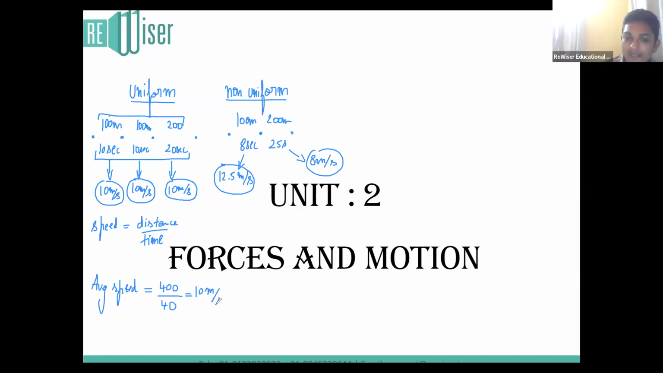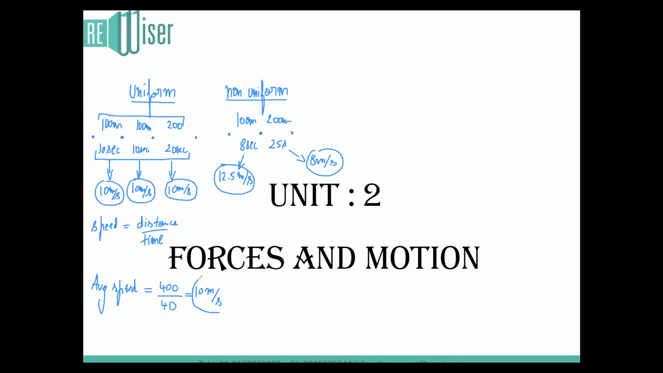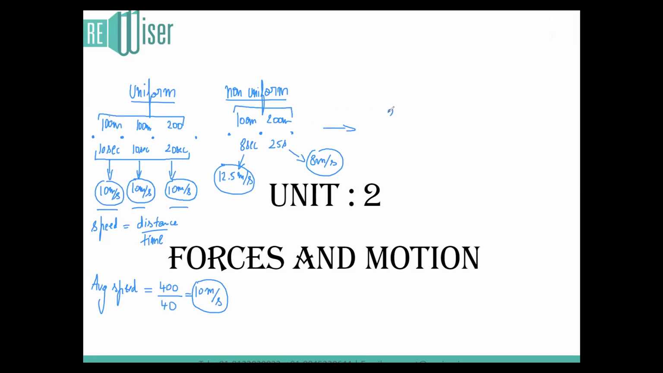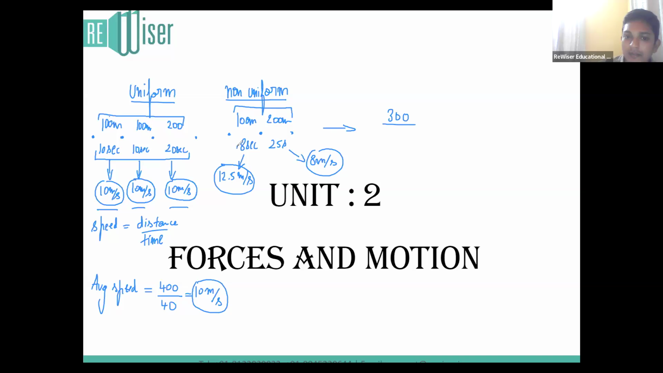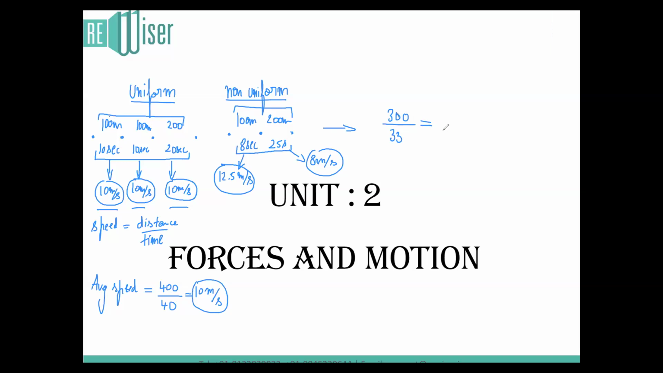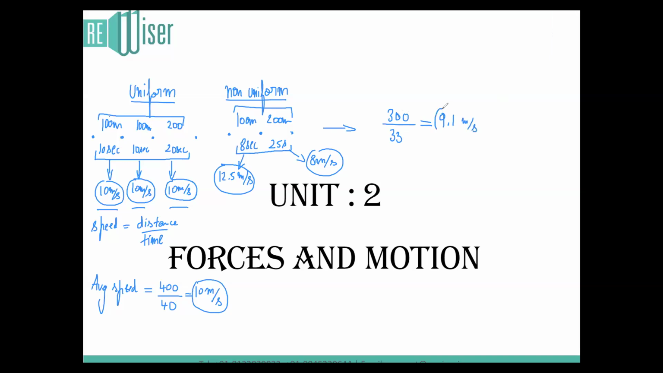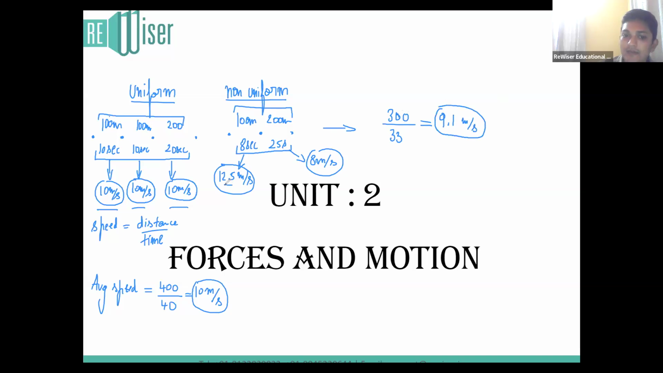Do you notice how it's the same as the instantaneous values of speed in each interval? 10, 10, 10. Look at this one. In this case, what is the total distance traveled? 300 meters. Divided by, what is the total time taken? 33 seconds. Here, what do you get the average speed to be? 300 by 33, which will be 9.1 something. 9.09 or 9.1 meter per second. You'll notice here that the average speed is not equal to any of the instantaneous values.